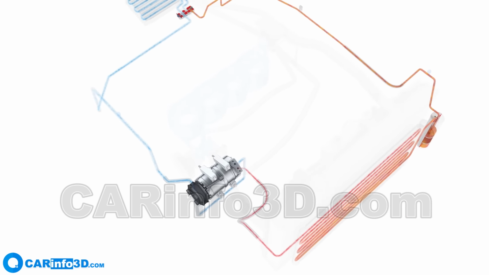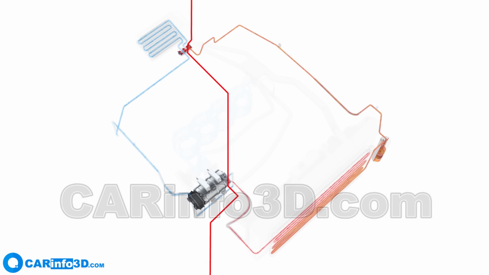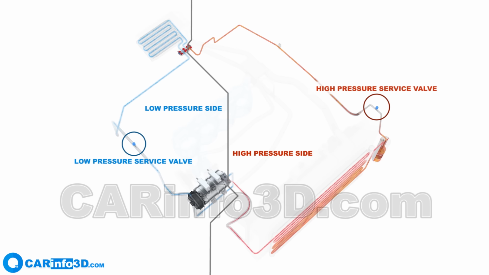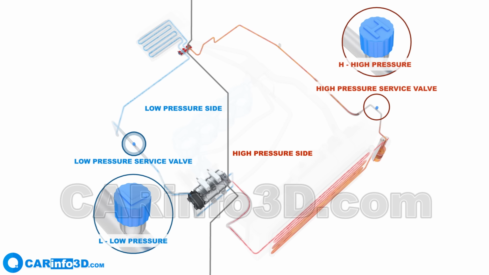The AC system has two sides: high pressure and low pressure. Low-pressure tubes are larger in diameter than high-pressure tubes. Each side features a service valve for air conditioner maintenance. One service valve is located on the high side and the other on the low side. Valve caps have markings that show which side the valve is located on.